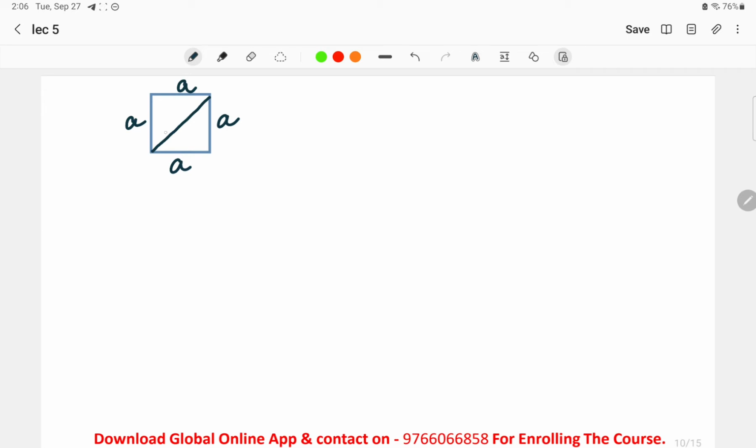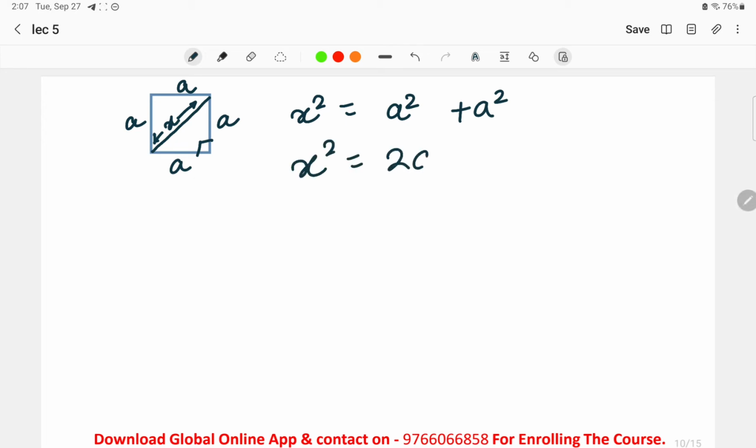Now if we have to find the value of the diagonal, how will we do it here? As we know, we can use the Pythagoras theorem. By the Pythagoras theorem, x square is equal to a square plus a square. So here I can write x square is equal to 2a square.